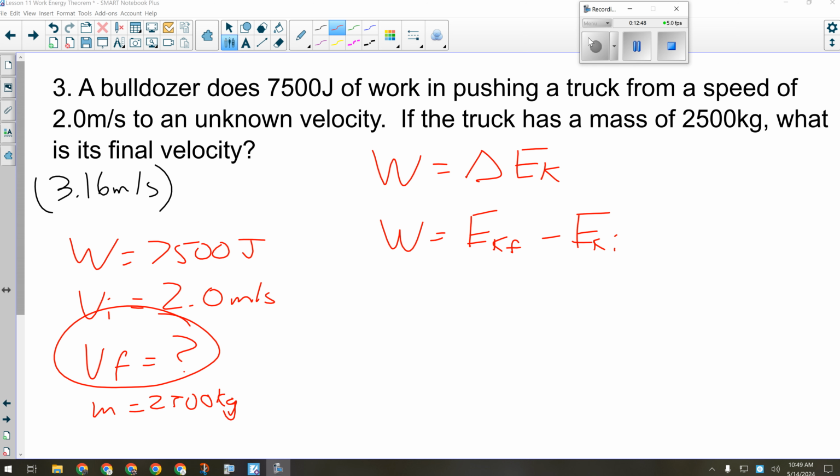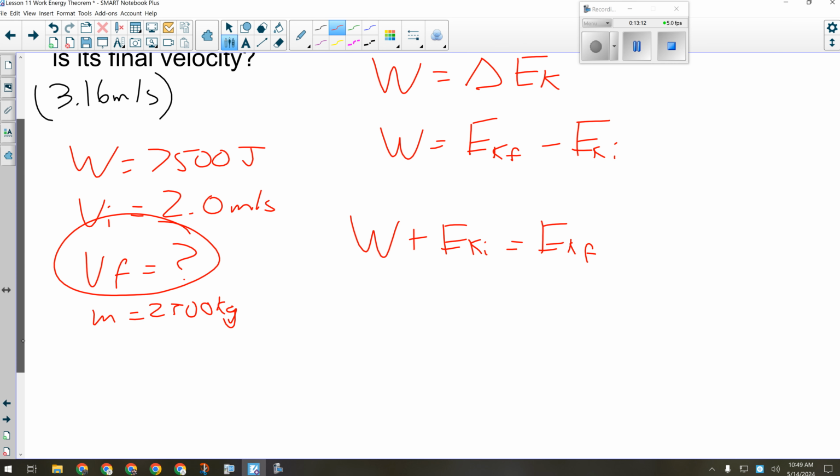Adding it. So here's why this should make sense. Work is a change in energy. If I add the change to the initial energy, should that give me the final? It should, right? So this logically also makes sense. If I take the change, the work, and I add it to the initial kinetic energy, that should get me the final kinetic energy. Now I would put in my formulas.